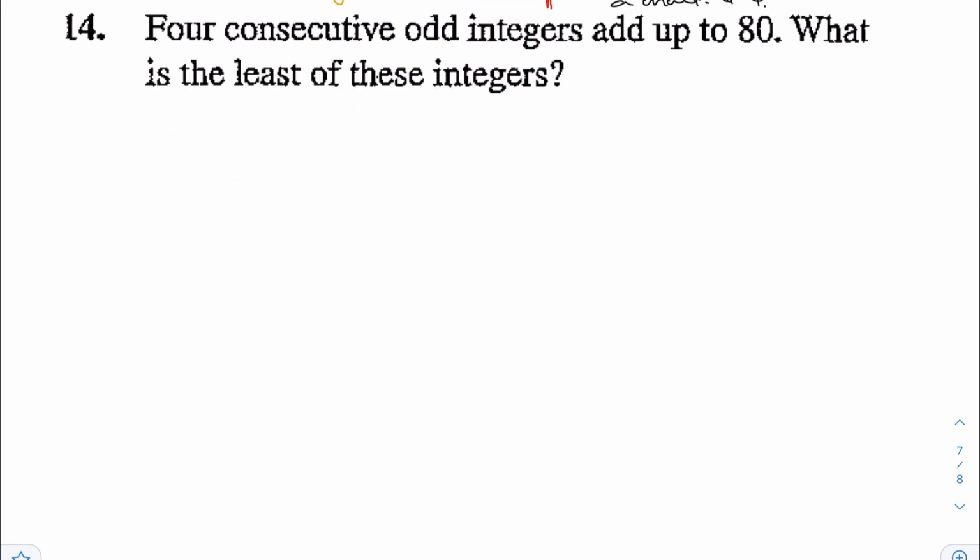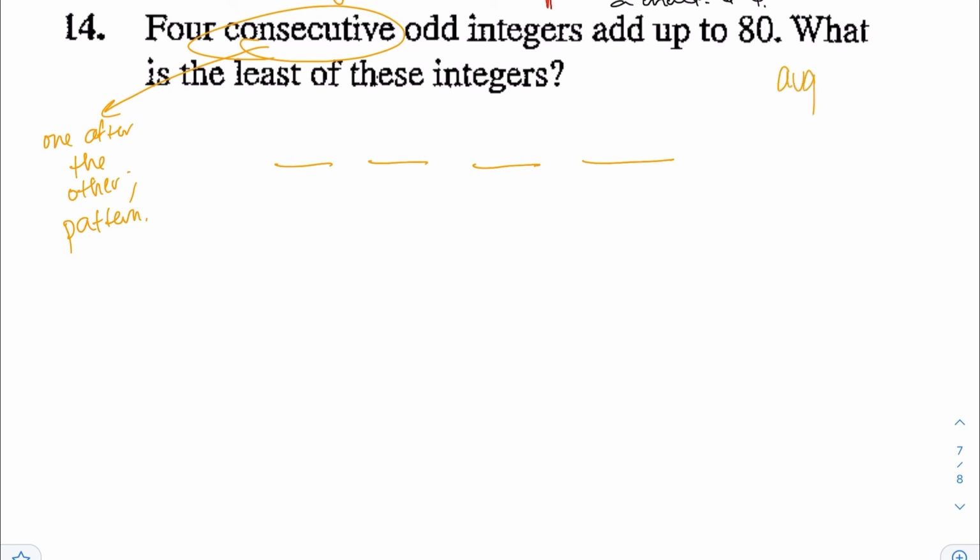All right, next for number 14, 4 consecutive odd integers add up to 80. What's the least of these integers? All right, so we have 4 consecutive odd integers or whole numbers. And remember, consecutive means one after the other. And there's a pattern. So they all add up to 80. So remember, if you have a list of consecutive numbers, the average is equal to the median. So the average is a total divided by the number of data, which in this case, the total is 80, and the number of data, you have 4. So the average is equal to 20. So that means that's also the median.